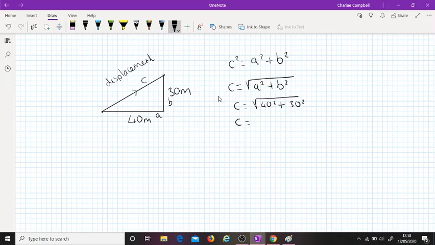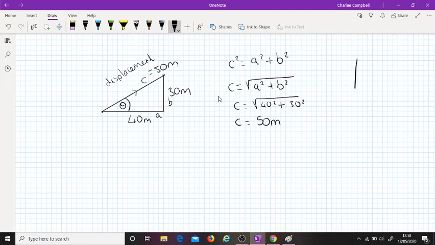So we end up with 50, and some of you might have noticed that it is a 3, 4, 5 triangle, so that was always going to be 50 without us doing it, but we'll just do it as a process. So 50 metres, so the displacement is 50 metres from start to finish. However, that's only part of the story. Because it is a vector quantity, we need a direction as well. So the direction in this case is an angle or a bearing.